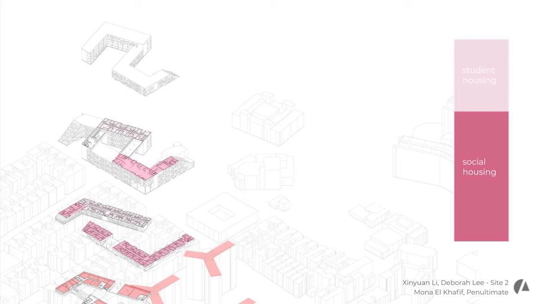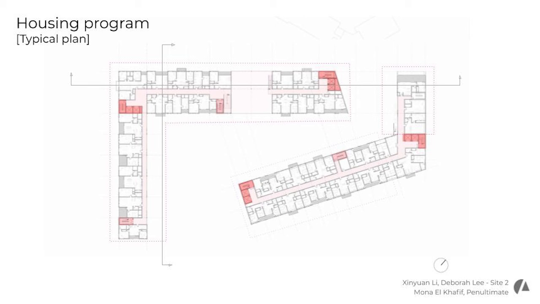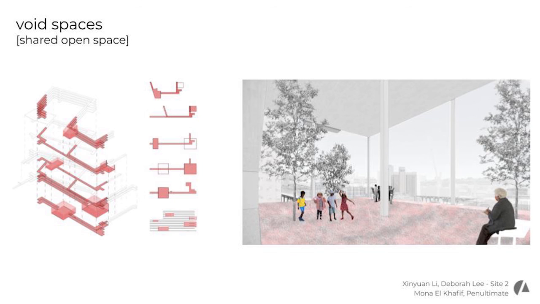The housing program consists of Columbia student housing and social housing. Around 70% of the units will be dedicated social housing and 30% would serve as student housing. The east side double-loaded bar is for student housing and the rest of the units are all social housing. And we also try to keep a void open space on each floor so that people can have a community social space, and also this space serves as a green roof garden to create a healthy and lively community.